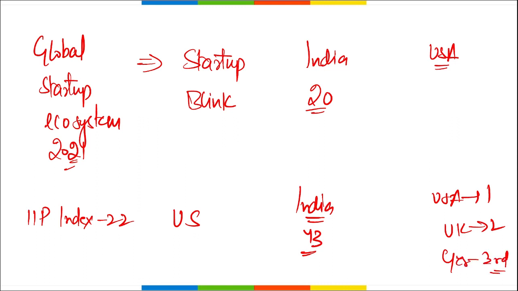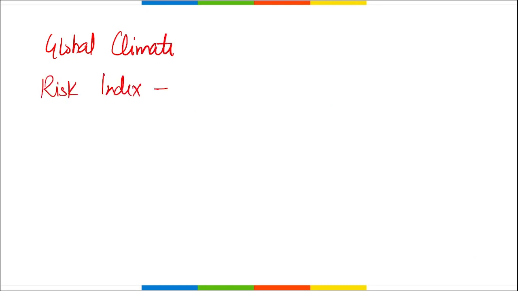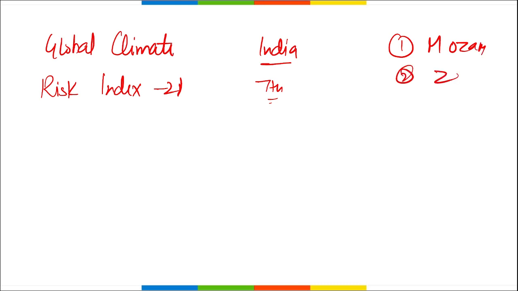Alright, similarly, one more index is the Global Climate Risk Index. This was also of the year 2021. In this Global Climate Risk Index, what was the rank of India? India stood at 7th position, and here the first position was Mozambique, second was Zimbabwe, and third was Bahamas. We are talking about the Global Climate Risk Index.